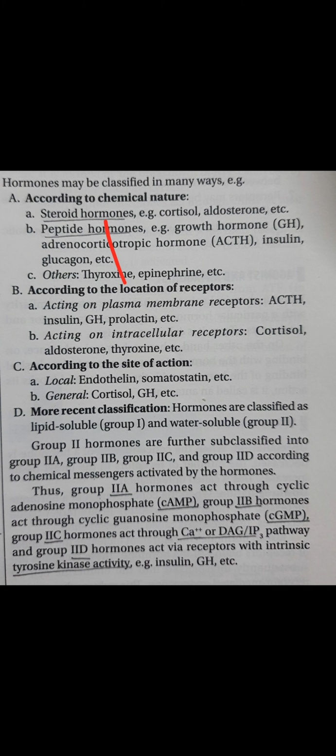We all know that hormone doesn't act directly, it goes to the cell and there is another secondary messenger. This hormone activates the secondary messenger. So in this classification we are going to talk about the activation of secondary messenger. In group 2A hormone, it activates cyclic adenosine monophosphate. In group 2B hormone, it activates cyclic GMP, means guanosine monophosphate.